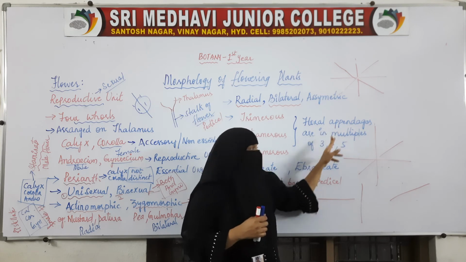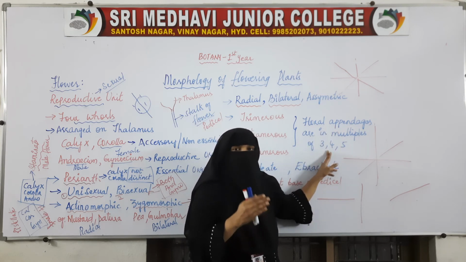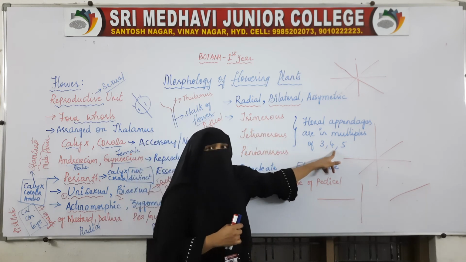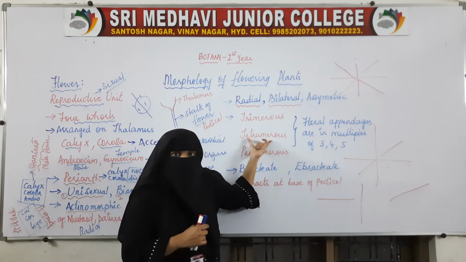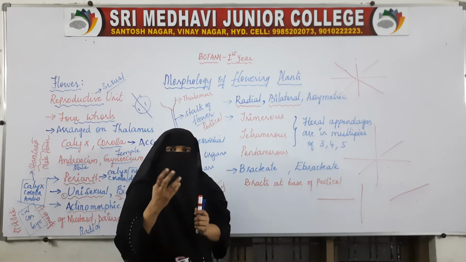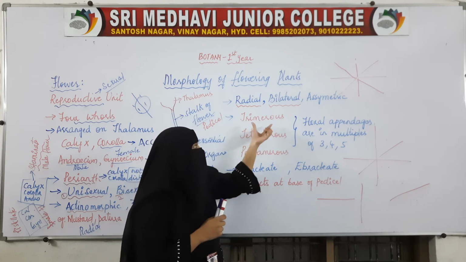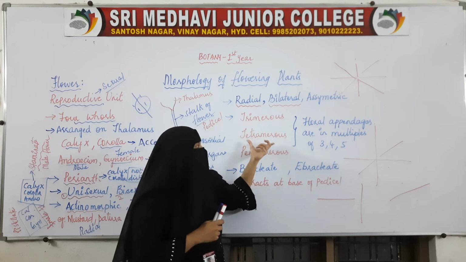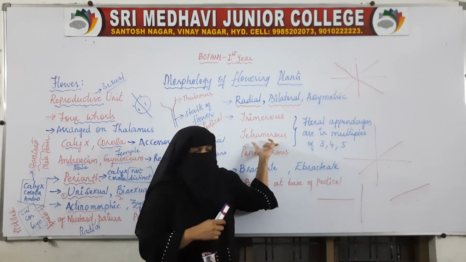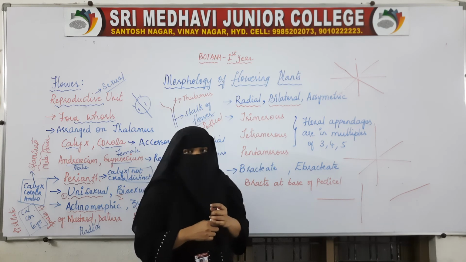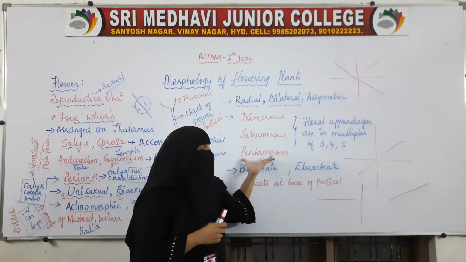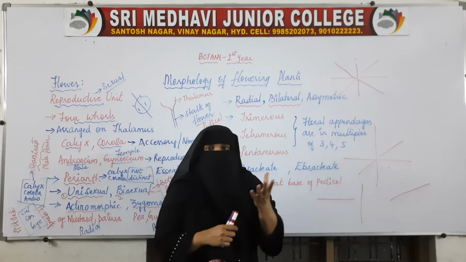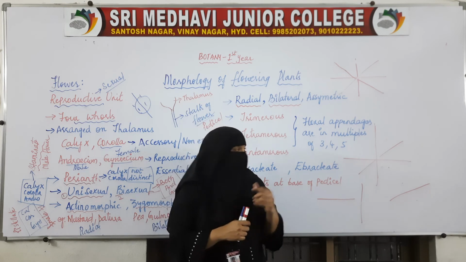If they are present in the multiples of 3, 4, 5: if calyx and corolla are 3, then it is called trimerous. If calyx and corolla are 4, then it is called a tetramerous flower. If in the flower we find 3 calyx and 3 corolla, it is a trimerous flower. If we find 4 calyx, 4 corolla, it is a tetramerous flower. If it has 5 or more than 5, then it is called pentamerous. If it has 5, then the flower is called a pentamerous flower.